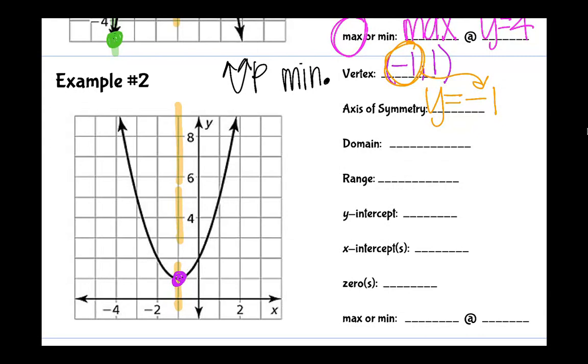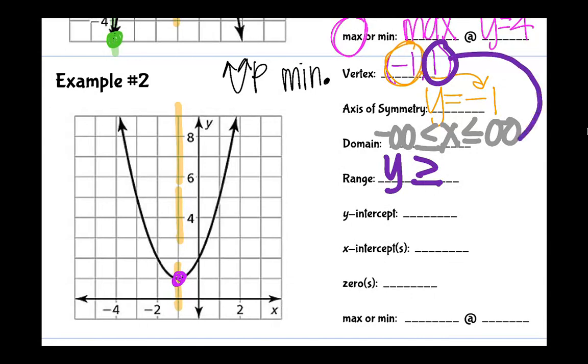Okay, then I've got domain. Domain is always negative infinity to positive infinity. Range is y, so y, it's a min, so everything has to be greater than or equal to this value here, which is 1.